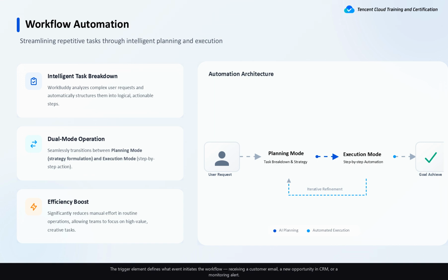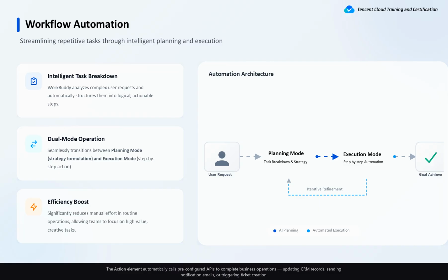The trigger element defines what event initiates the workflow: receiving a customer email, a new opportunity in CRM, or a monitoring alert. The AI decision element analyzes triggering event content and judges next actions, classifying customer email intent, assessing opportunity priority, or evaluating alert severity.